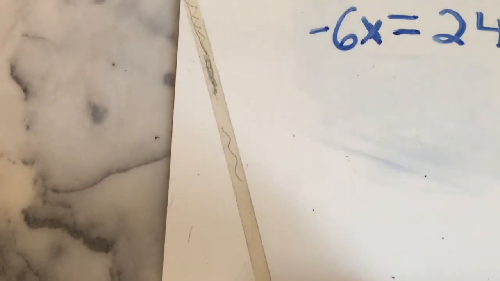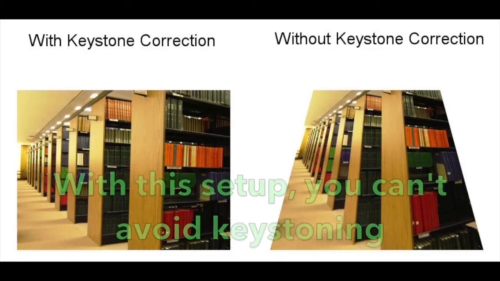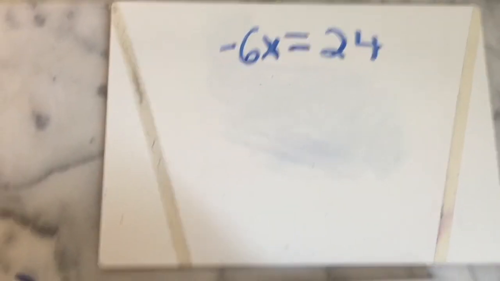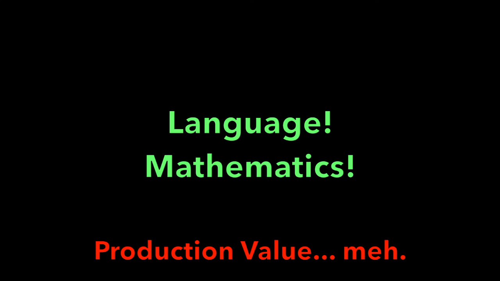Also note the little triangles that I taped to my whiteboard. This is because the way the video is set up, there will be some keystoning, and the triangular areas are locations that the camera will not see. So don't draw in these areas. Yes, the keystoning looks bad, but we are more worried about language and mathematics than we are about production value.